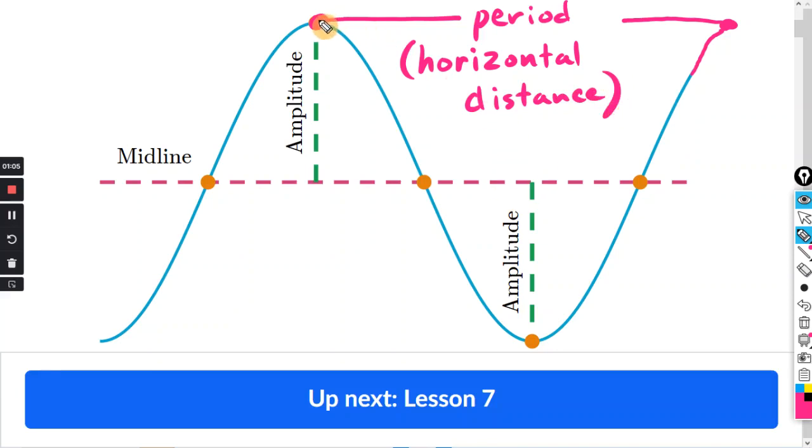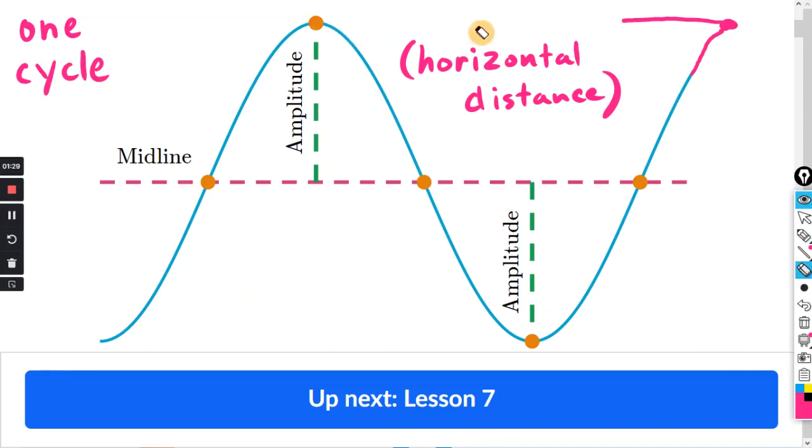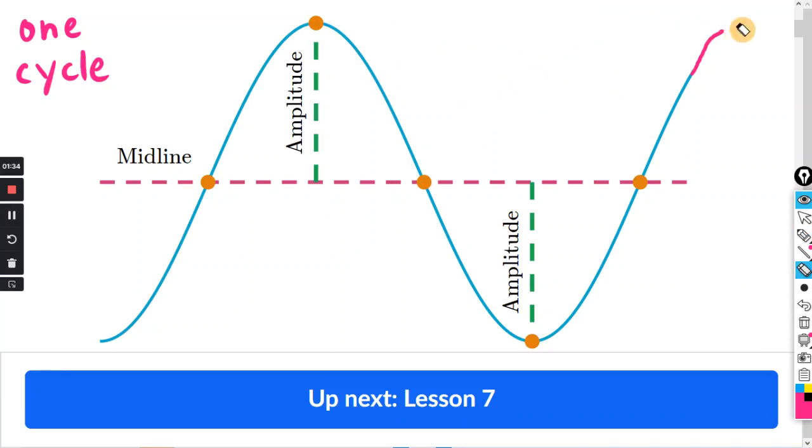All right, so you can see here it goes from a maximum to a maximum. And it doesn't always have to be from a maximum to a maximum. Another definition of period, you can basically call it one cycle. All right, and they said max to max or min to min, but really it's just one cycle. So I can show you from a different perspective on this graph.